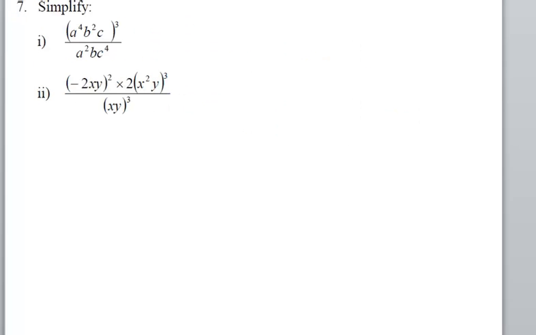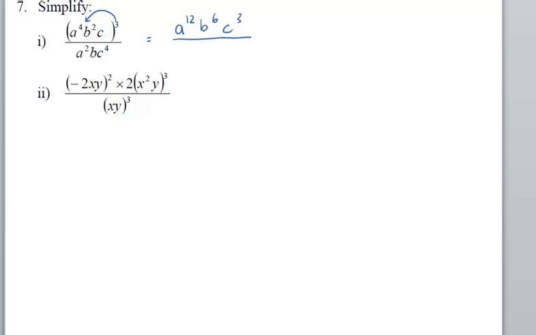Looking at question 7, we're simplifying our equations here. For our first one, we've got a to the power of 4, b squared, c in brackets, and we're cubing all of this. Remembering, when we're cubing, we're multiplying the powers. So we're going to have a to the power of 4 times 3 is 12, b to the power of 2 times 3 is 6, and c to the power of 1 times 3 is c cubed.